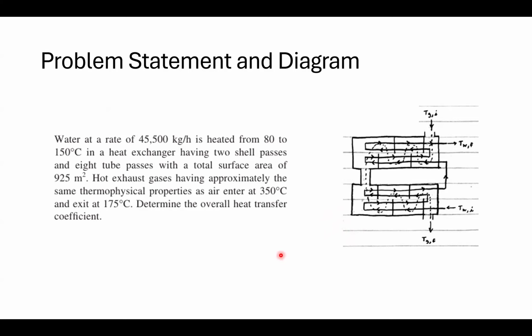So we also have hot exhaust gases that enter at 350 degrees Celsius and exit at 175 degrees Celsius. And so this water is being heated up by the hot exhaust gases. And we can assume that the hot exhaust gases have the same thermophysical properties as air.